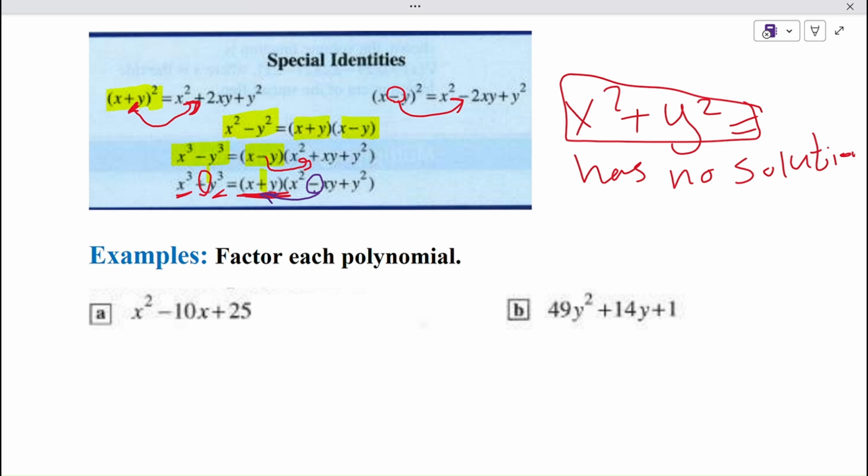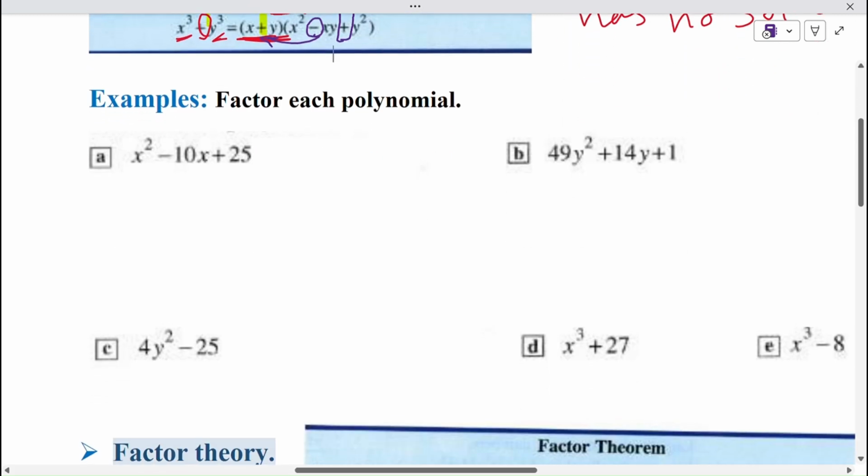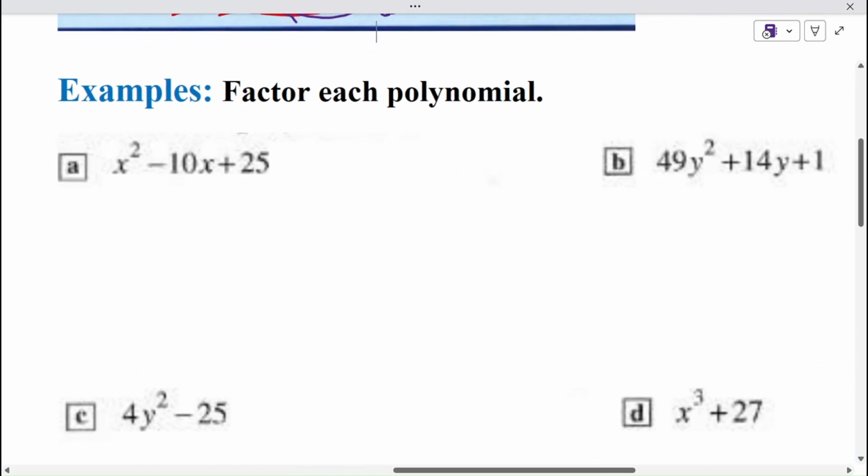Then write the first term times the second term, plus. Here we always have plus. So the last term is the second term square. This is really easy. Let's find these factors.